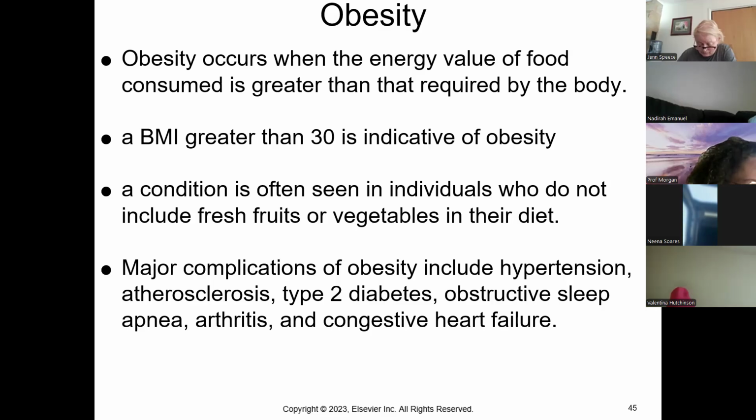Now, obesity occurs when the energy value of the food consumed is greater than what the body needs. So a BMI greater than 30 is indicative of obesity. This is often seen in people that don't include fresh fruits or vegetables in the diet. Complications are going to be things like hypertension, atherosclerosis, type 2 diabetes, obstructive sleep apnea, arthritis, and congestive heart failure.